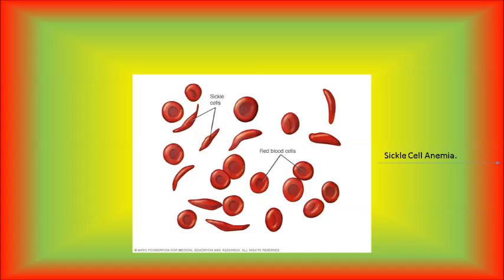And finally, sickle cell anemia. In this picture, we can see the comparison between regular red blood cells and sickle cell red blood cells. Regular red blood cells have a round shape, but sickle cell anemia red blood cells have a crescent moon shape, which results in sticky cells which can get stuck in small blood vessels, which may block the flow of the blood.